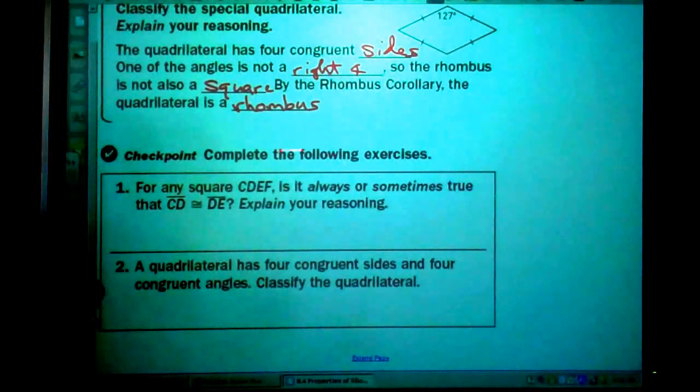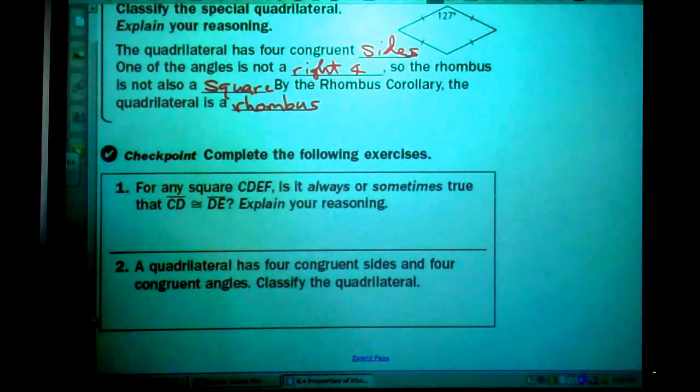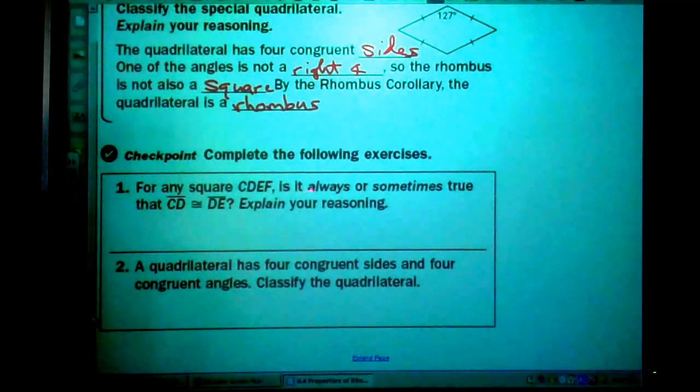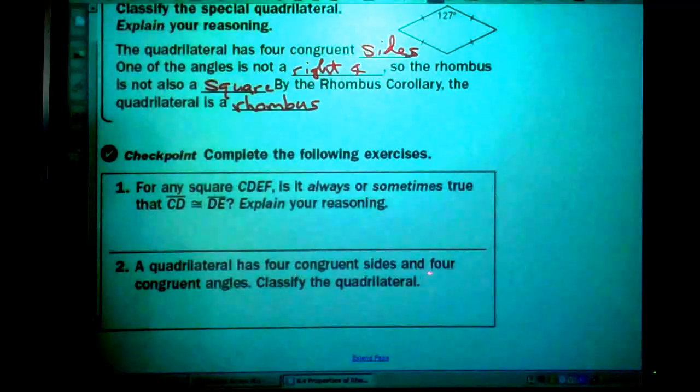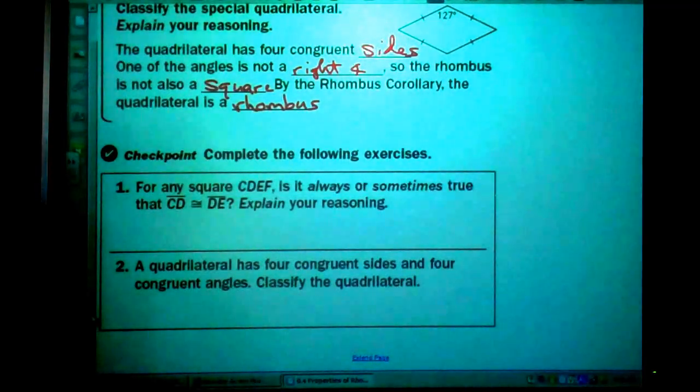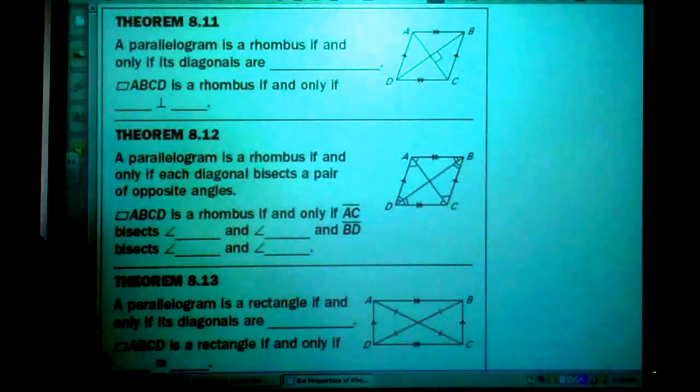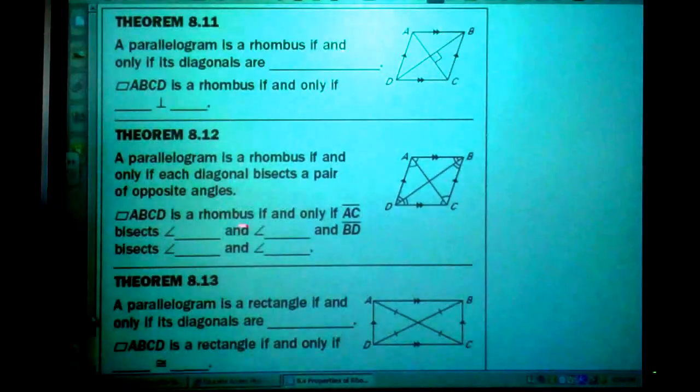Please try these problems for class tomorrow, okay? For any square CDEF, is it always or sometimes true that segment CD is congruent to segment DE? Explain your reasoning. A quadrilateral has four congruent sides and four congruent angles. Classify the quadrilateral. Okay? Now, a few more characteristics.